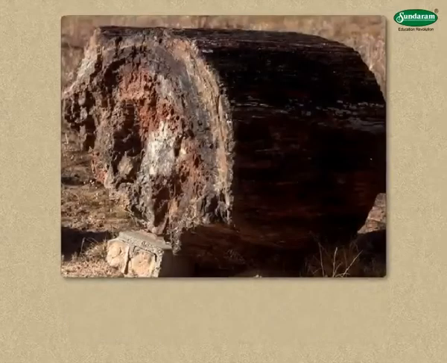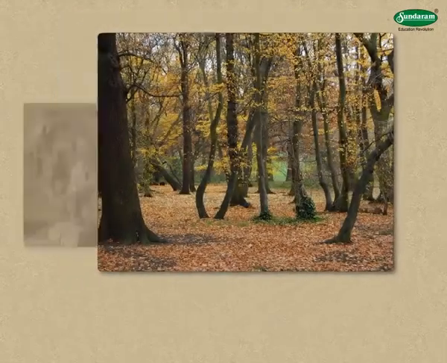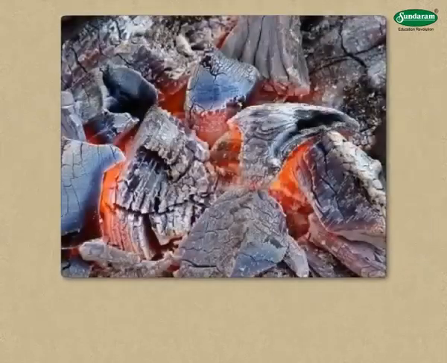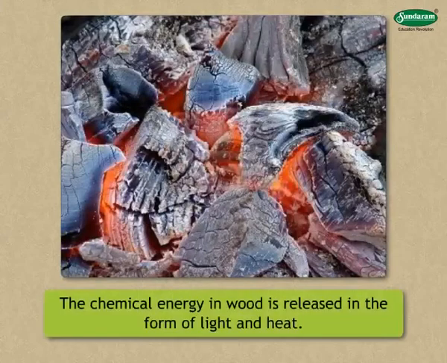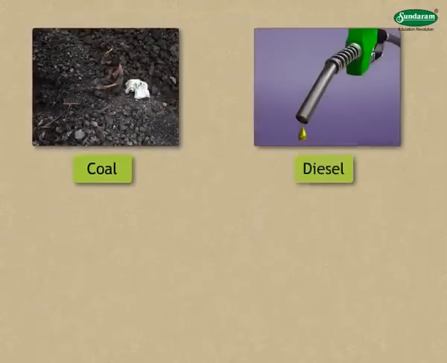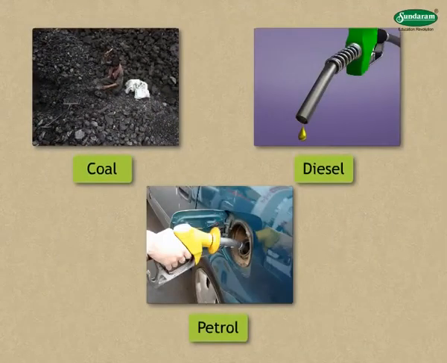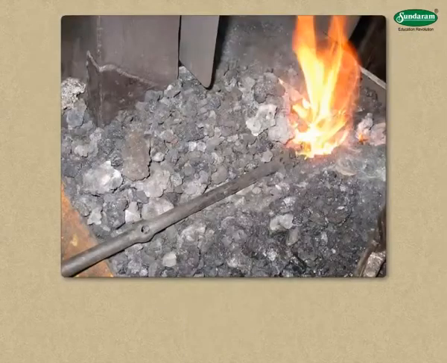Wood obtained from plants has been used down the ages as a fuel. The chemical energy in wood is released in the form of light and heat. We get coal, diesel, petrol, etc. from deep inside the earth. We get heat from coal.